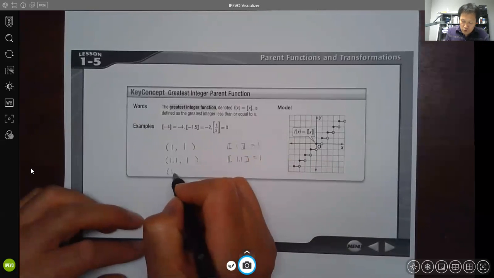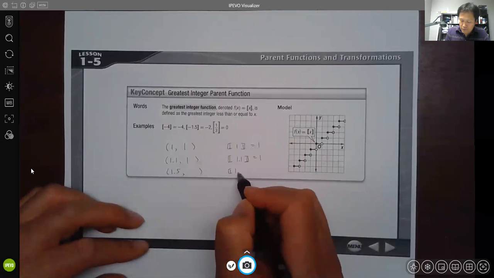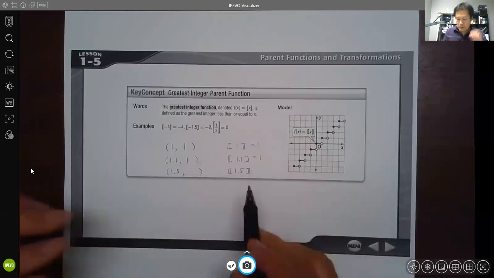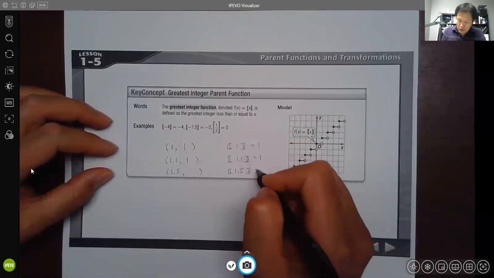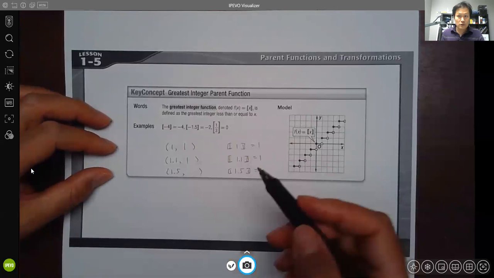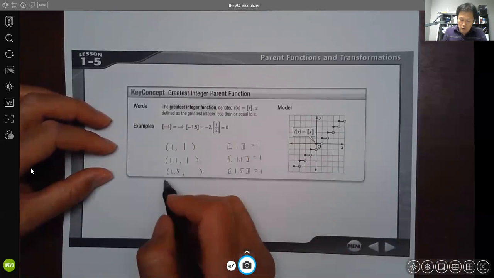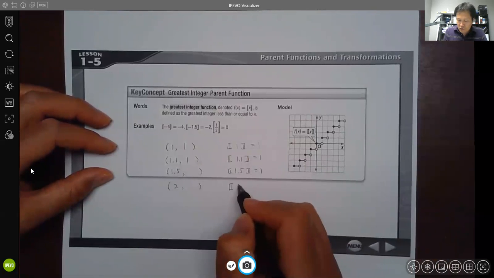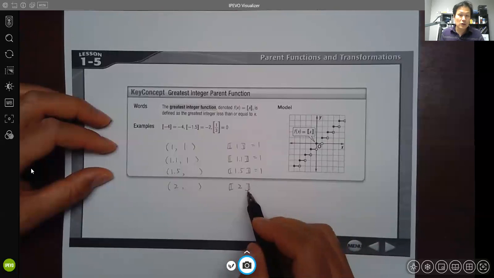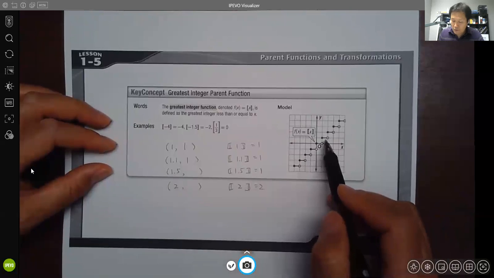What if I ask you 1.5? The greatest integer less than or equal to 1.5 should still be 1. 1.6, 1. 1.7, 1. 1.9999, still 1. Only when you become 2 can I ask, what's the greatest integer less than or equal to 2? Then it becomes 2.